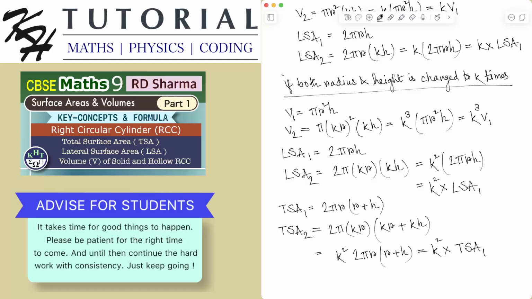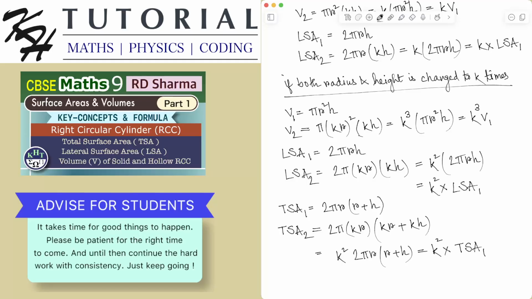Now please note, I am not expecting you to remember all these results, but you should be easily able to find how the volume, LSA or even TSA are changing when the radius is changed to k times, or the height is changed to k times, or both radius and height are changed to k times. You should be able to derive that.